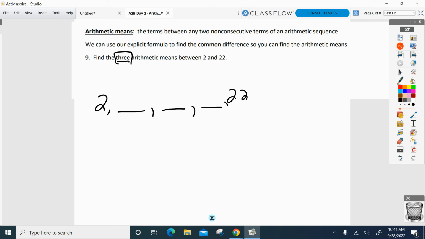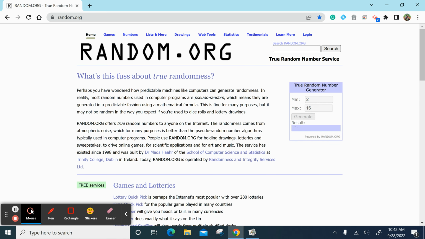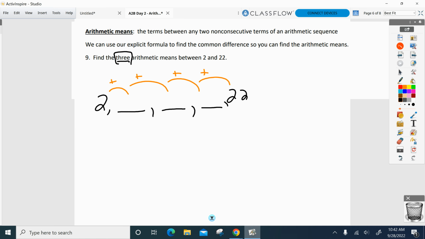So when I add the same number, I end up with 22 at the end. So 2 plus this, plus this, plus this, plus this equals 22. Same number every time I add. So what are those 3 numbers in there that will get me to 22? Whatever this number happens to be, it's got to be the same number if it's arithmetic. What's that vocabulary term for that number I'm going to keep adding every time? Is it the common difference? Common difference. And that's located in the formula.